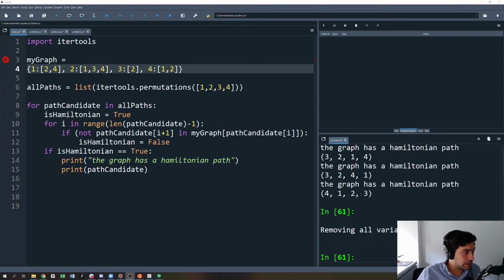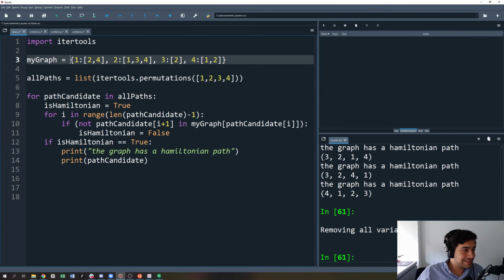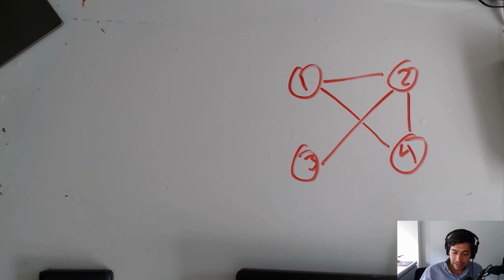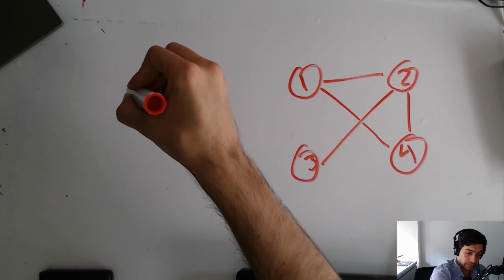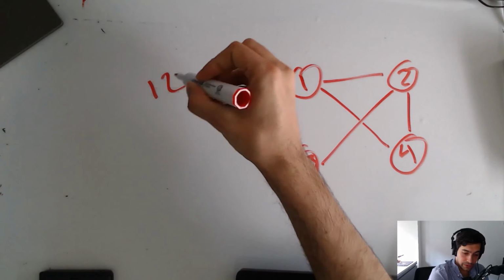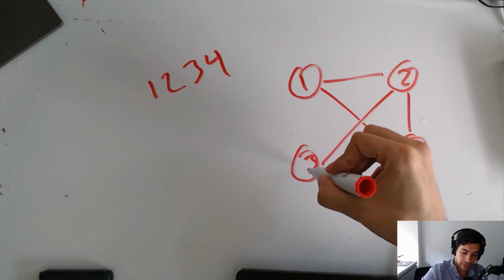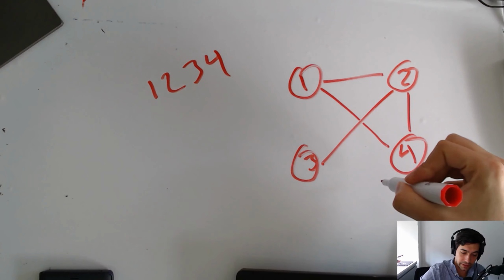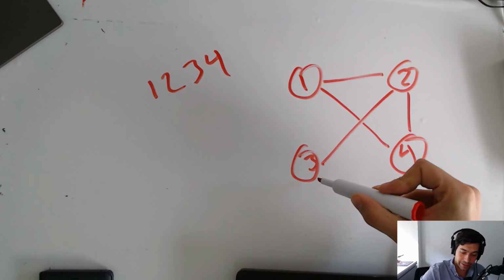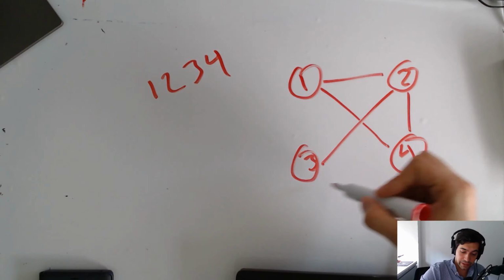So we have this adjacency list, and we want to figure out, is there a Hamiltonian path? As a reminder, a Hamiltonian path asks, is there an order of nodes that allows us to visit each node once? So we could have a Hamiltonian path that's 1, 2, 3, 4. Visit node 1, visit node 2, visit node 3. Oh, visit node 4. No, that's no good. That's not a Hamiltonian path because there's no edge from 3 to 4. There's no way to get from 3 to 4.